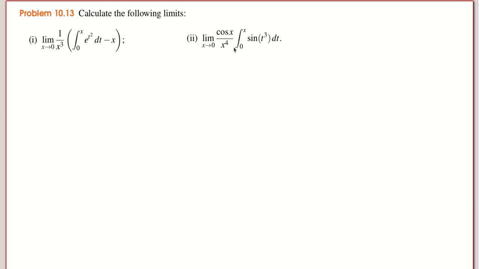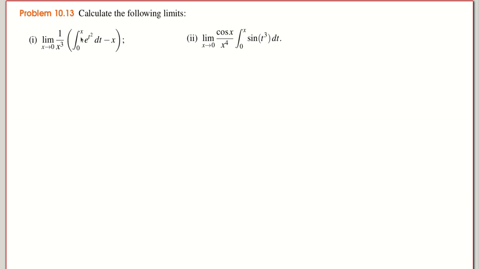Okay, we want to calculate these two limits. In both cases, they involve a primitive that is difficult to calculate or impossible. And both are of the form 0 divided by 0, right? Because the integral from 0 to 0 of this is equal to 0, and this is 0, and down here we have 0. So in this one, this integral is 0, and then you have 0 down here. So these are indeterminacies, 0 divided by 0. So we have to calculate these limits.